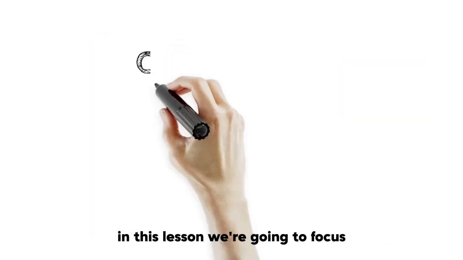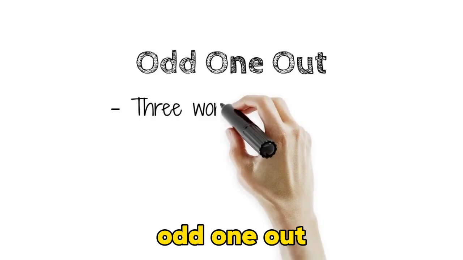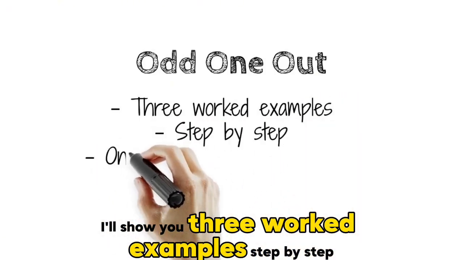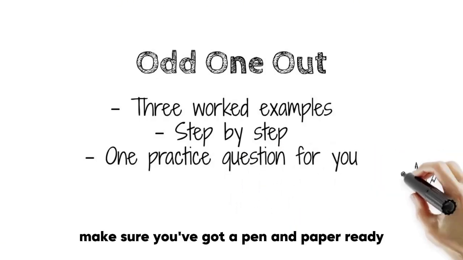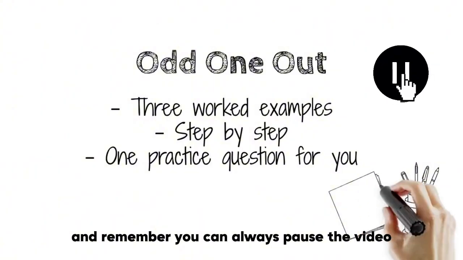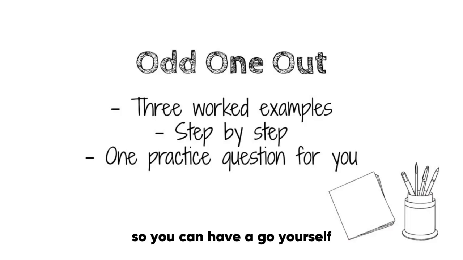In this lesson, we're going to focus on one type of non-verbal reasoning question, odd one out. I'll show you 3 worked examples, step by step, and then I'll give you a 4th one to try on your own. Make sure you've got a pen and paper ready. And remember, you can always pause the video before I reveal the answers so you can have a go yourself.